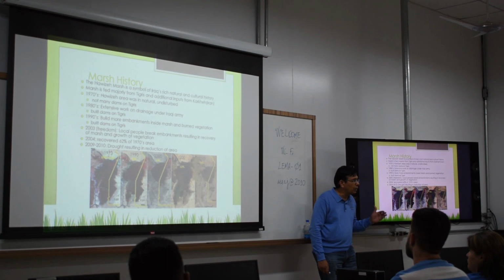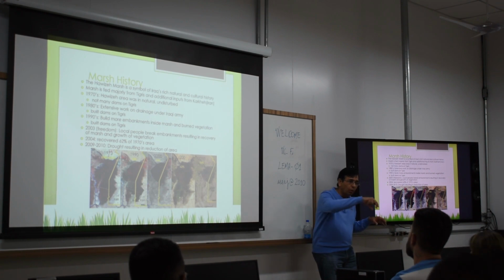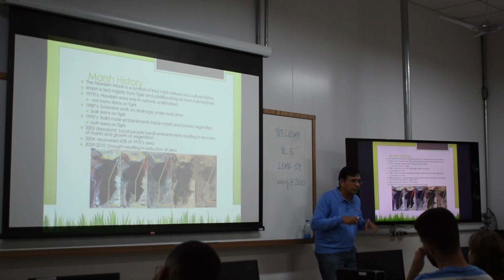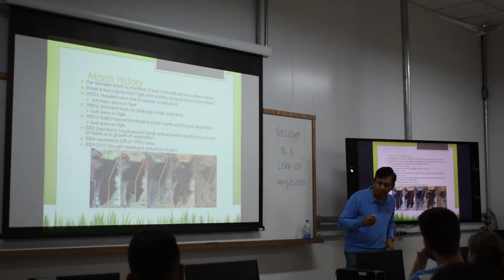Even that one third is not continuous area. It's broken. So previously when people were able to move by boat from one to another, now they cannot move. These are all local pockets. It's not a contiguous area.